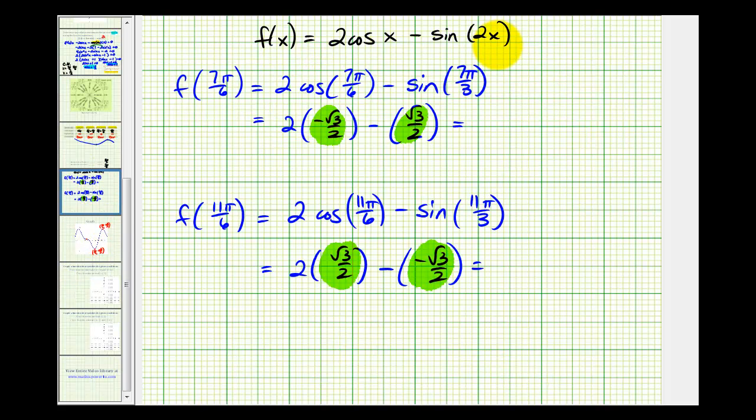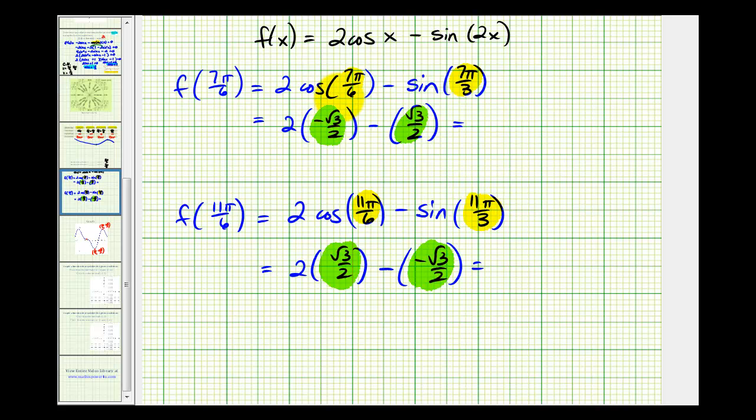Here's our original function. We need to evaluate the function at 7 pi over 6 to determine the relative minimum, and then evaluate the same function at 11 pi over 6 to determine the relative maximum. So notice when I subbed in 7 pi over 6 for x, we had 7 pi over 6 here, and then 2 times 7 pi over 6 gave us 7 pi over 3. And then for 11 pi over 6, we had 11 pi over 6 here, and then 2 times 11 pi over 6 gave us 11 pi over 3.